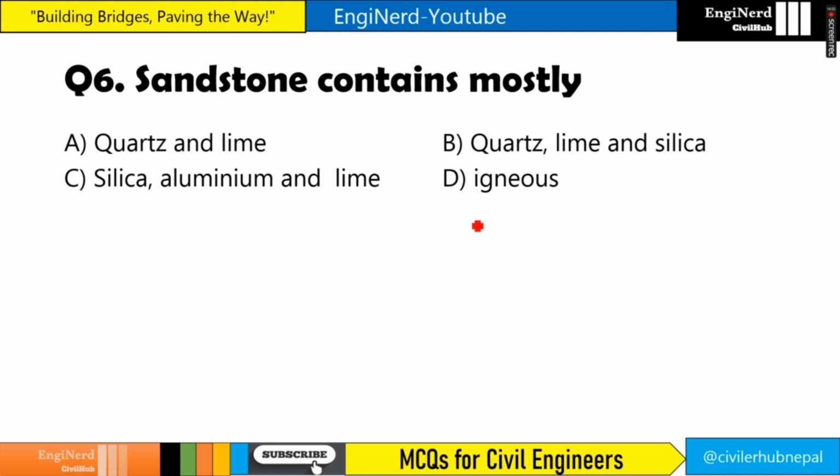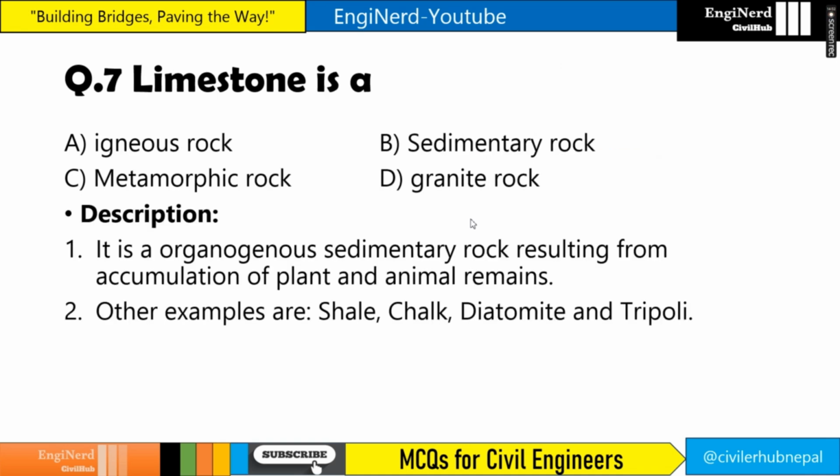Sandstone contains mostly what? Sandstone contains mostly quartz, lime, and silica. Limestone is a sedimentary rock, obviously, right? It is also called aqueous rock, and it is a type of organogenous sedimentary rock. Sandstone was fragmental, and limestone is organogenous, resulting from the accumulation of plants and animal remains. These include shale, chalk, diatomite, and tripoli.